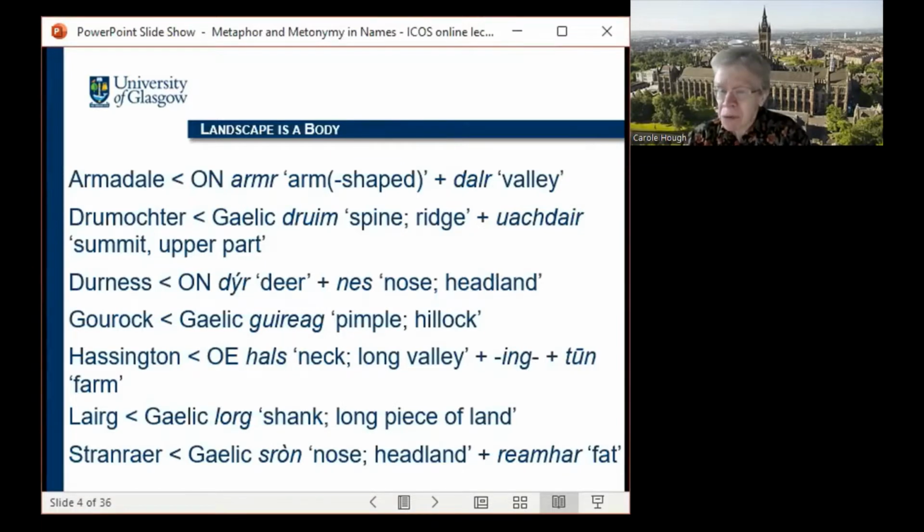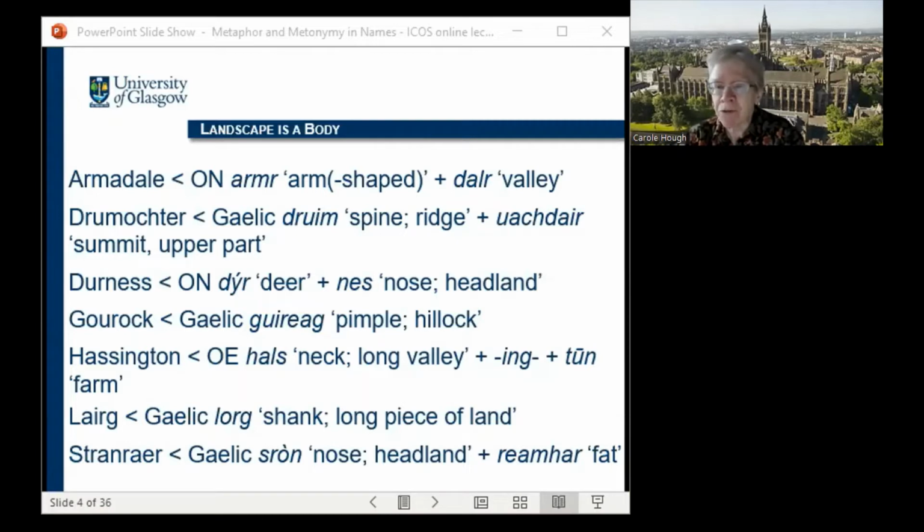The single most common metaphor in place names is LANDSCAPE IS A BODY. In linguistic terms, the target domain is landscape and the source domain is the body. The conventional formulation is to set this out in small capitals: TARGET IS SOURCE, or LANDSCAPE IS A BODY. So far as we know, this metaphor appears in all the world's languages, and it appears in ordinary language as well as in place names.